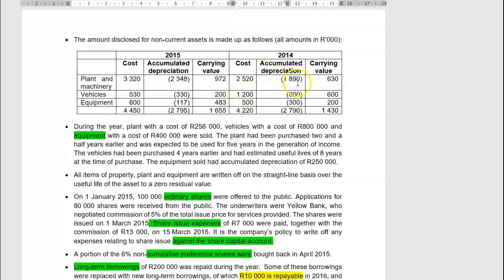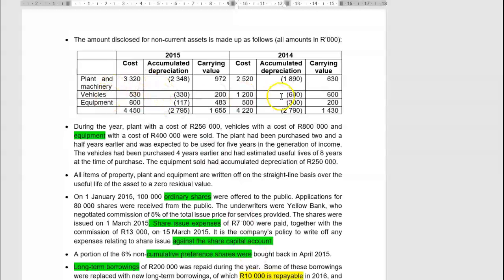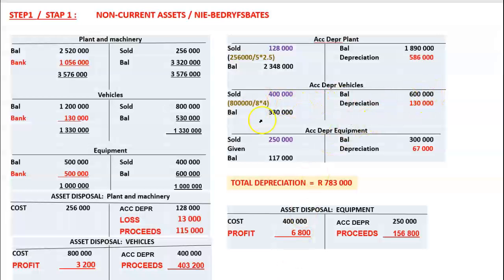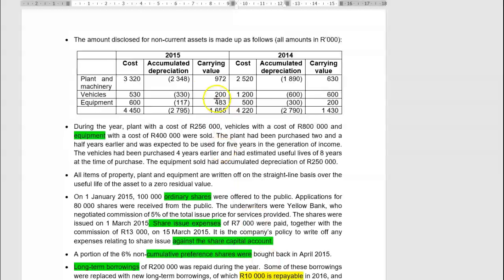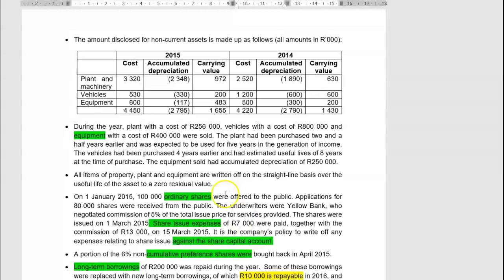Then accumulated depreciation for plant had an opening balance of 1,890 and a closing balance of 2,348. Vehicles, opening balance 600,000, closing balance 330,000. And equipment, opening balance 300,000 and closing balance 117,000. Okay, now we can start building the puzzle.